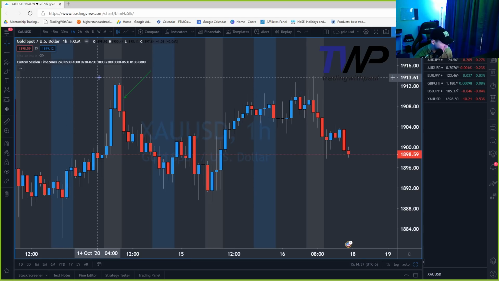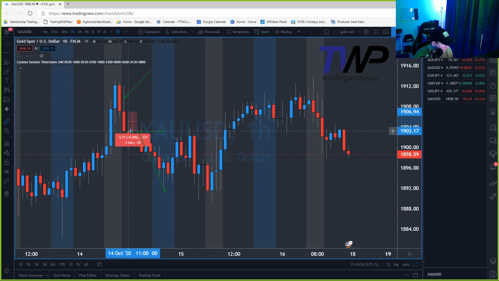Would you have made enough money to place your stop at break even? Oh yeah, absolutely, right? So I actually saw this move happening, and I didn't take it because I measured it, right? It was 52 to 37.